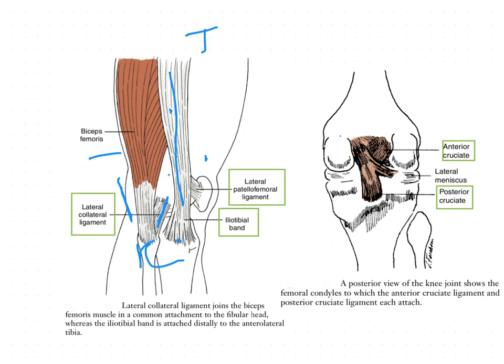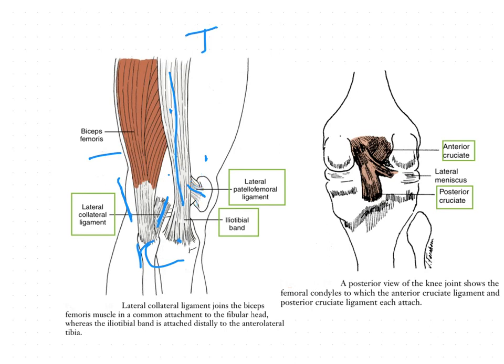The iliotibial band also sends some fibers to the anterior margin to attach to the patella, forming the lateral patellofemoral ligament. This can be used to restrict abnormal lateral forces on the patella. So this is about the iliotibial band.